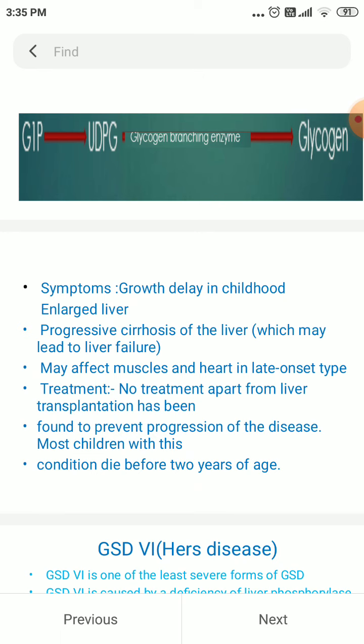And what could be the treatment for this disease? There is no treatment apart from liver transplantation, which is found to prevent progression of the disease. We can diagnose this disease and prevent its progression, but most children with this condition are going to die before 2 years of age.